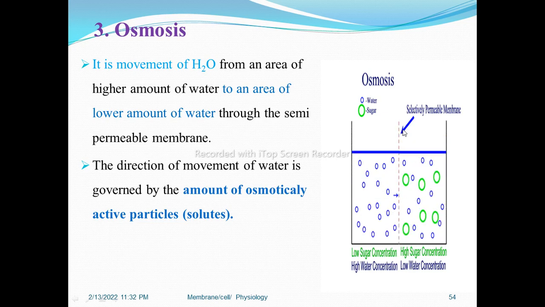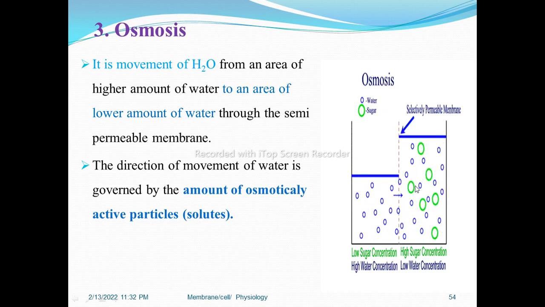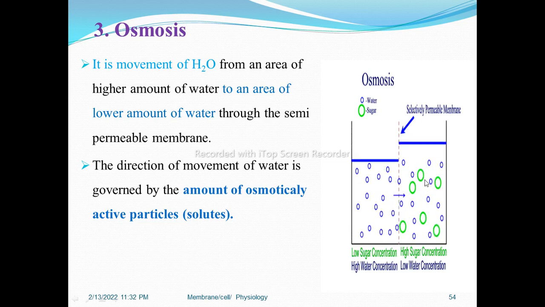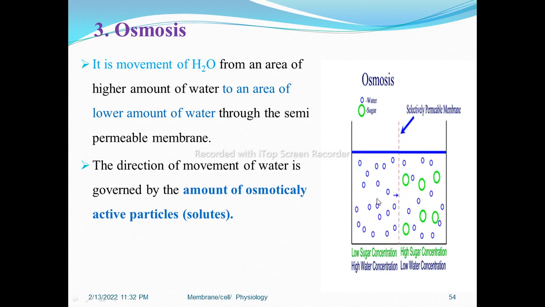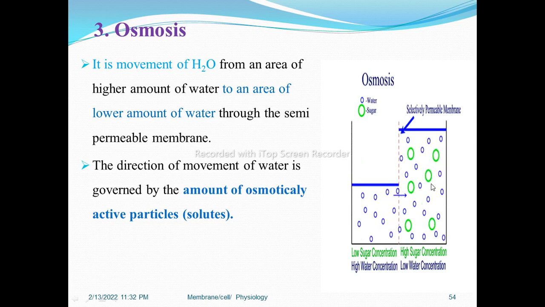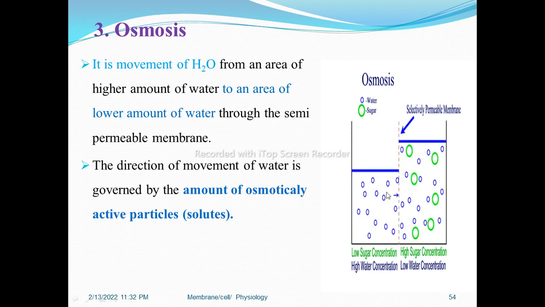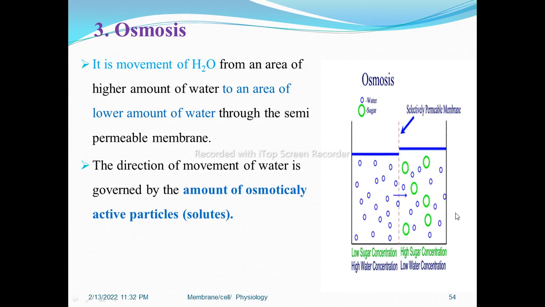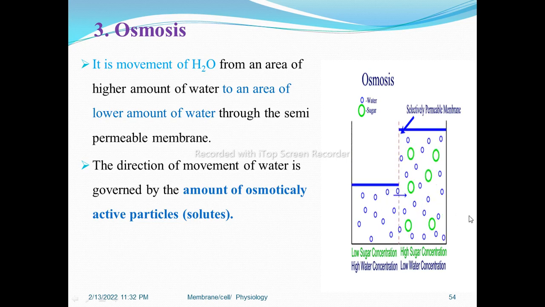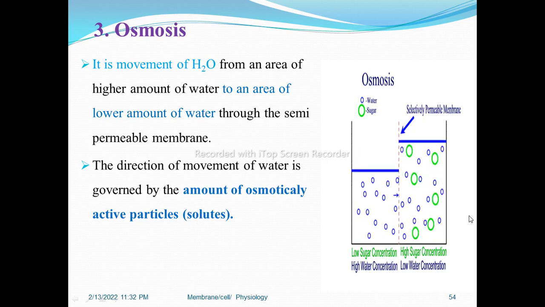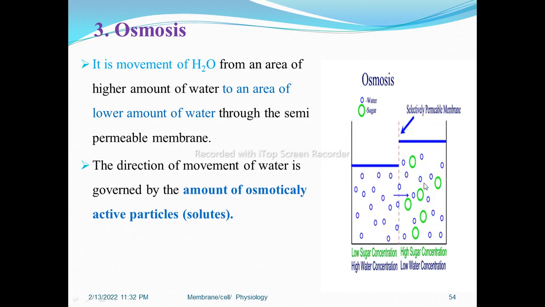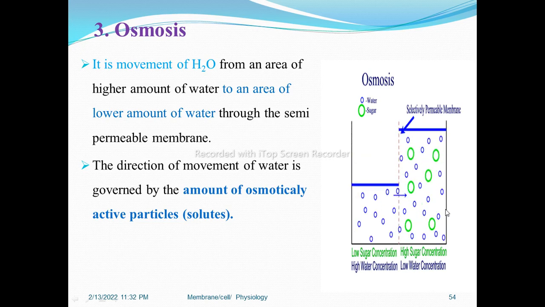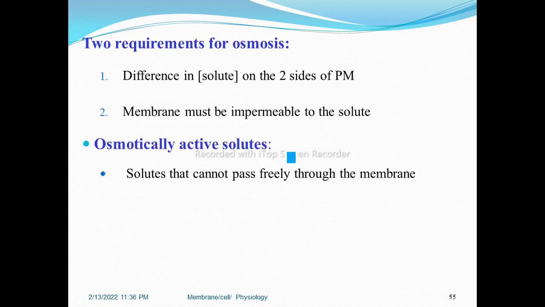The other is that this cell membrane is impermeable to these solutes, otherwise solutes will pass just like this. So this membrane is impermeable, so water is going to move from the less solute area to the high solute area, or if there is less solute, there is a high amount of water. So from a high amount of water to a less amount of water will be the direction of the water, or osmosis. So the two things are very important. Osmotically active means impermeable, or cannot pass through this cell membrane. So they are important for initiation of osmosis.